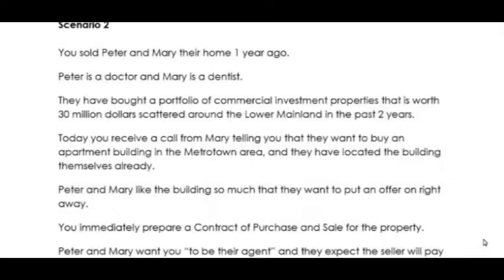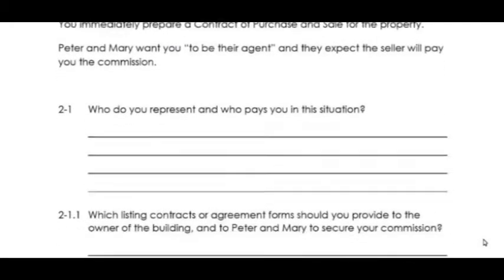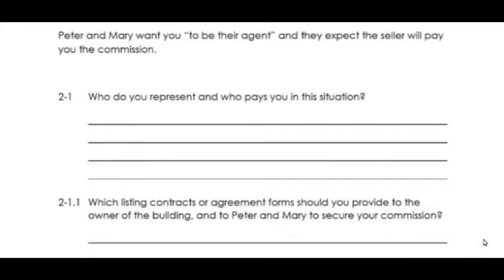Peter and Mary like the building so much that they want to put an offer on right away. You immediately prepare a contract of purchase and sale for the property. Peter and Mary want you to be their agent, and they expect this seller will pay you the commission. 2-1, who do you represent, and who pays you in this situation? 2-1.1, which listing contracts or agreement forms should you provide to the owner of the building and to Peter and Mary to secure your commission?